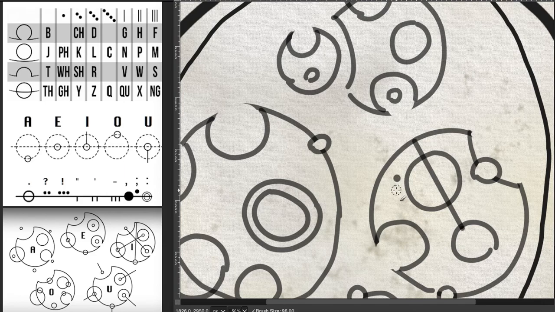1, 2, 3 dots closest to the L. Even though this one is starting to get pretty close to the D, it is still close to the L, so it counts for the L only.